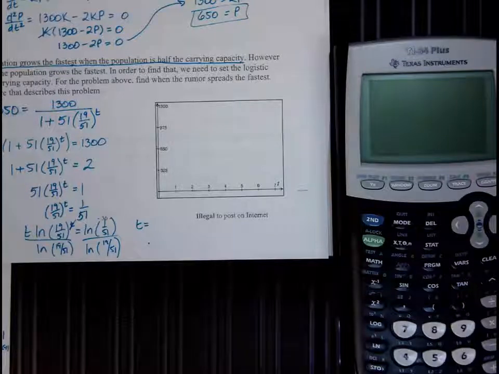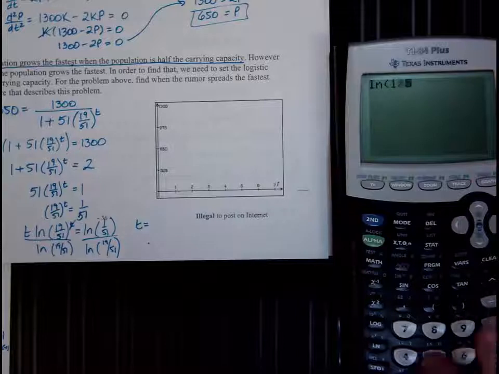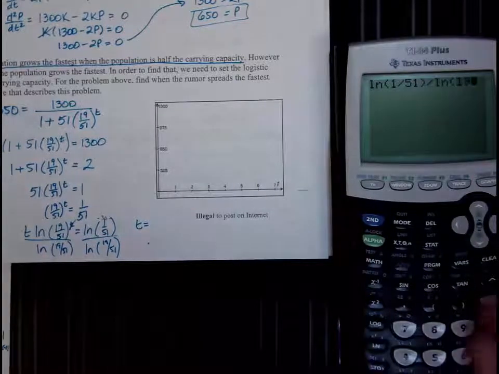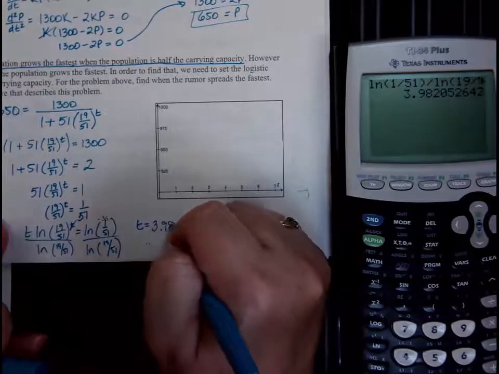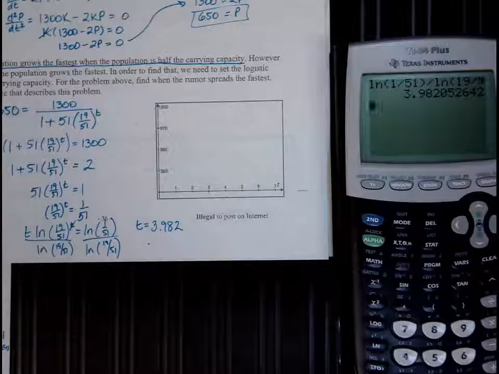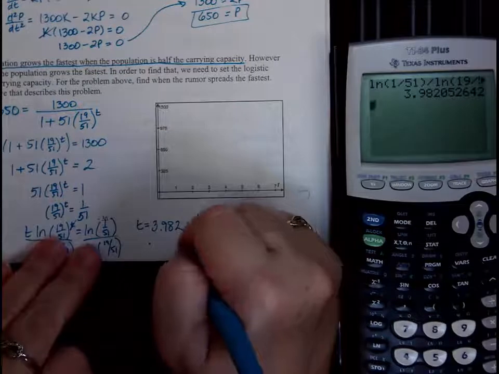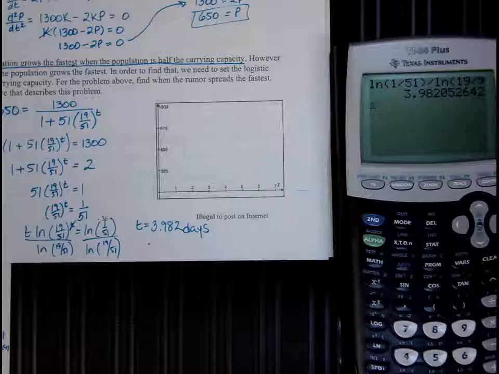Regular logs work too, but in calculus we tend to use ln's more. So we have ln of 1 over 51, divided by ln of 19 over 51, and we end up with 3.982. What is my unit of measure? It is days. So at the end of the third day is when the rumor is spreading the fastest.